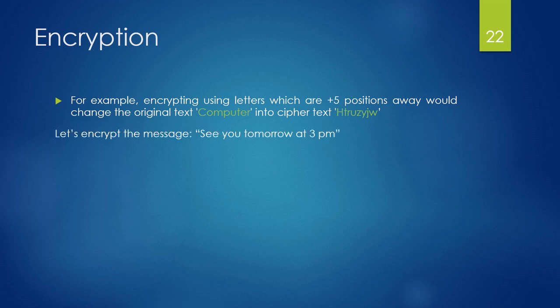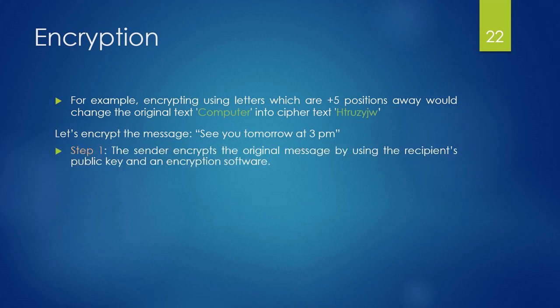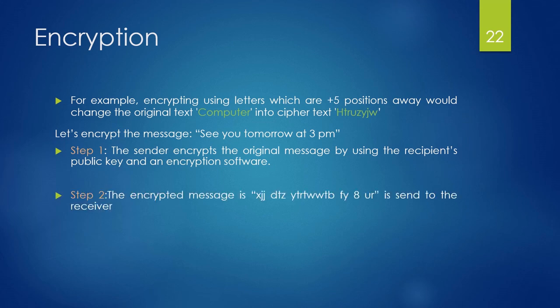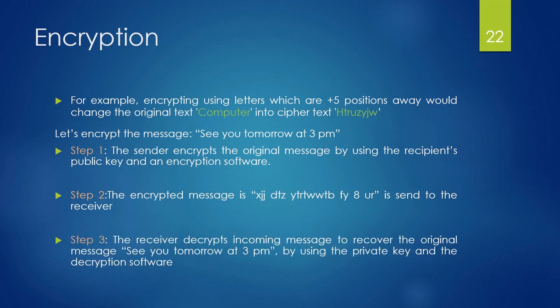Let's encrypt the message, see you tomorrow at 3 p.m. Step 1, the sender encrypts the original message by using the recipient's public key and encryption software. Step 2, the encrypted message is, as you can see, the word C has become XGG. As you can see, it is unreadable, so it is sent to the receiver. Step 3, the receiver decrypts the incoming message to recover the original message, see you tomorrow at 3 p.m., by using the private key and the decryption software.